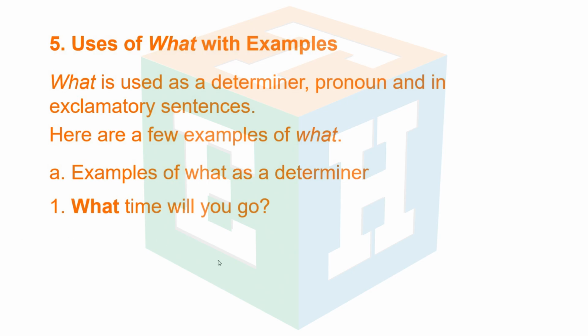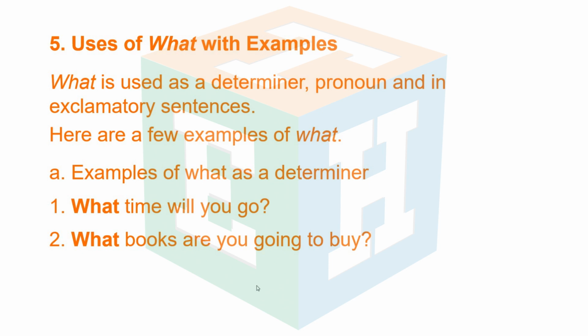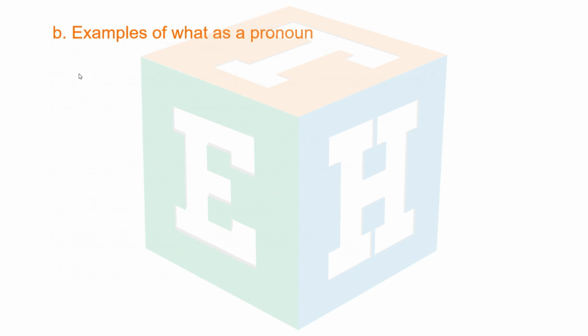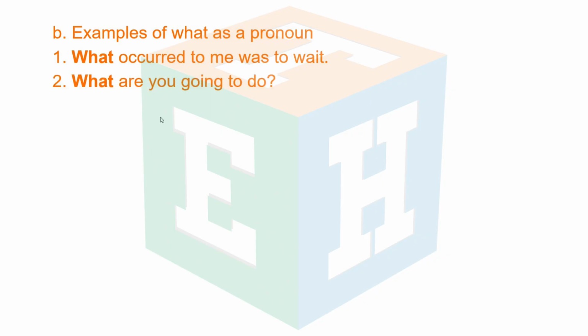1. What time will you go? 2. What books are you going to buy? 3. What time is it? B. Examples of what as a pronoun. 1. What occurred to me was to wait.